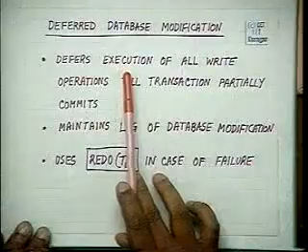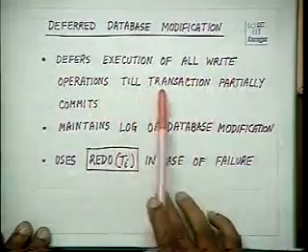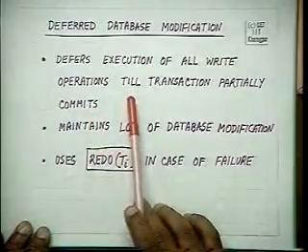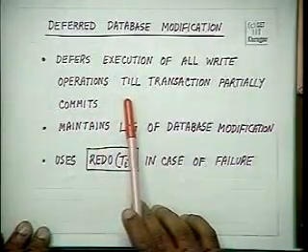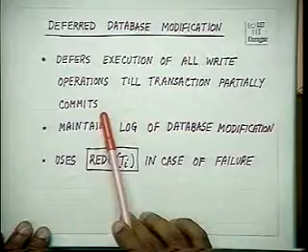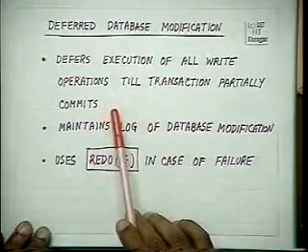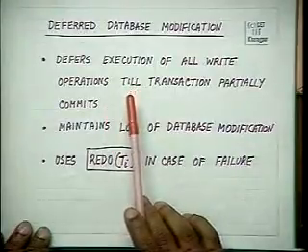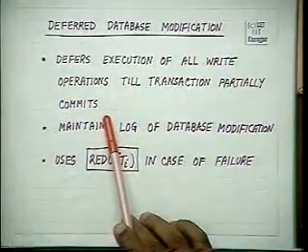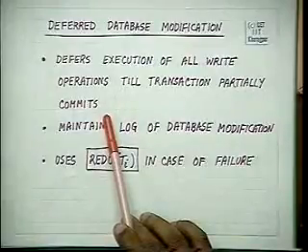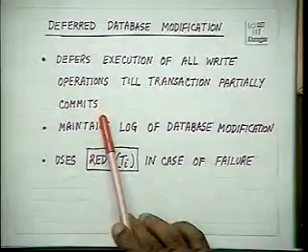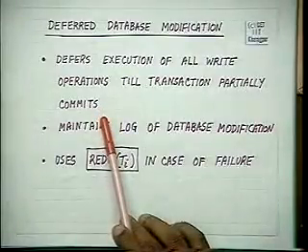The deferred database modification defers the execution of all the write operations till the transaction partially commits. This means that whenever there is a write operation in any transaction Ti, that write operation is not immediately written onto the disk. The log corresponding to that write may be written onto the disk, but the actual writing of the value of the write into the disk is withheld till the transaction partially commits, that is till the last statement is executed.